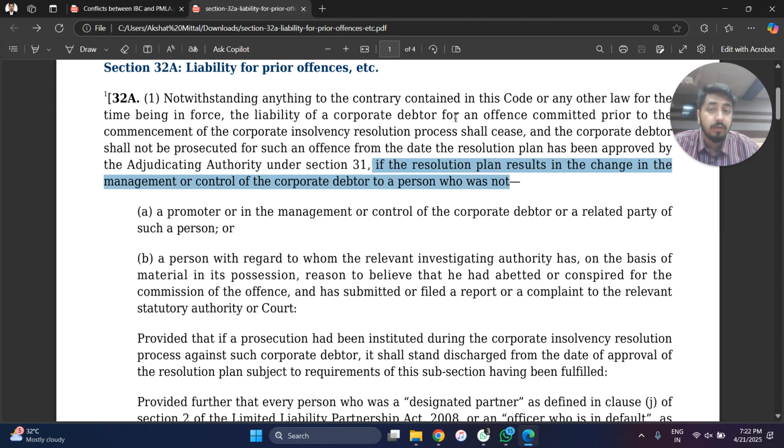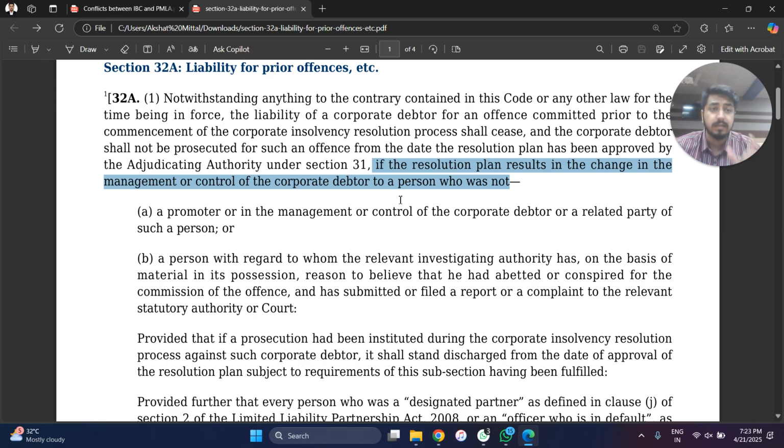The liability of a corporate debtor for an offence committed prior to the commencement of CIRP shall cease, and the corporate debtor shall not be prosecuted for such an offence from the date the resolution plan has been approved by the adjudicating authority under Section 31 if the resolution plan results in the change in the management or control of the corporate debtor. So here Section 32A is not protecting the ex-management. It is protecting the resolution applicant who is now coming into the picture.